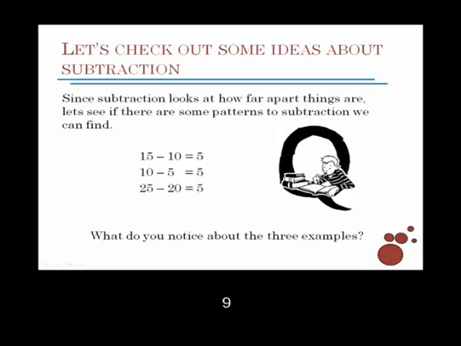If you look at each of these, 15 minus 10 equals 5. 10 minus 5 equals 5. And 25 minus 5 equals 5. What do you notice about all three examples? Well, they all equal 5.